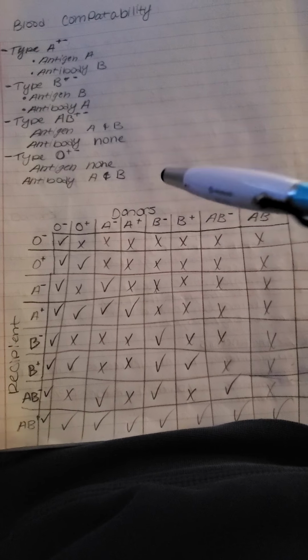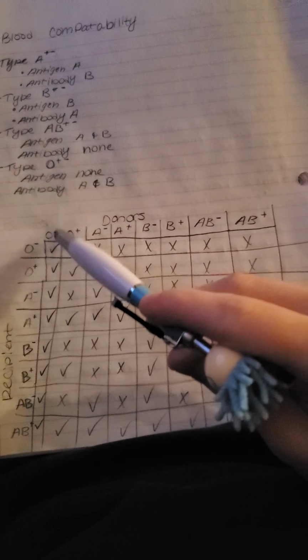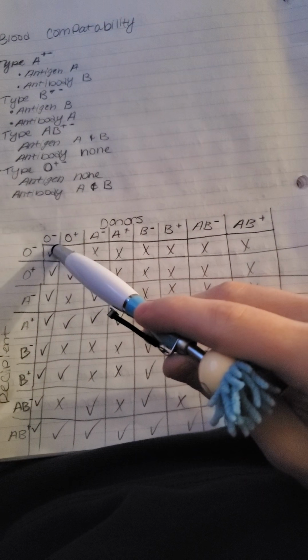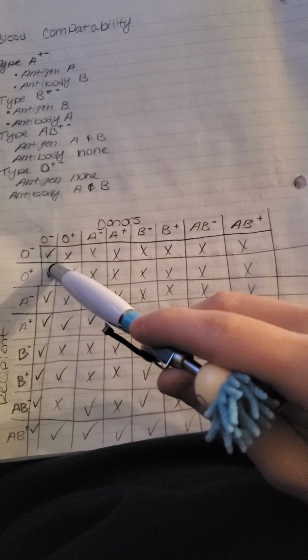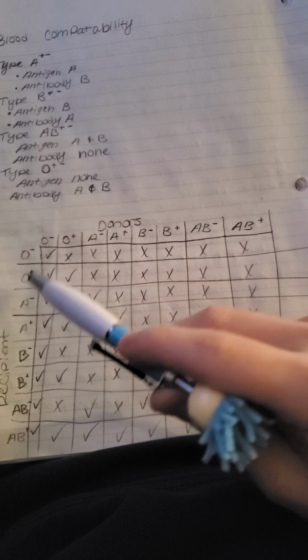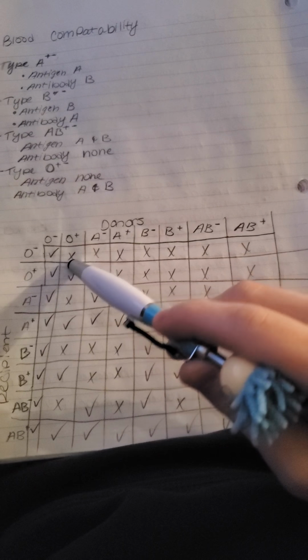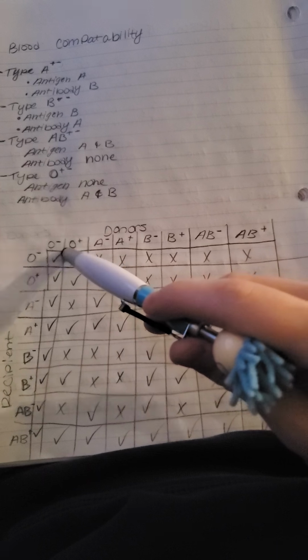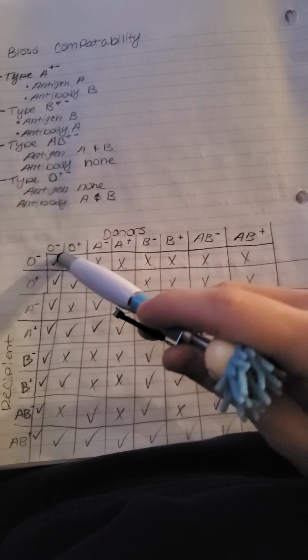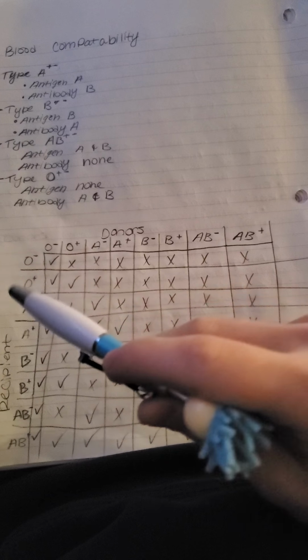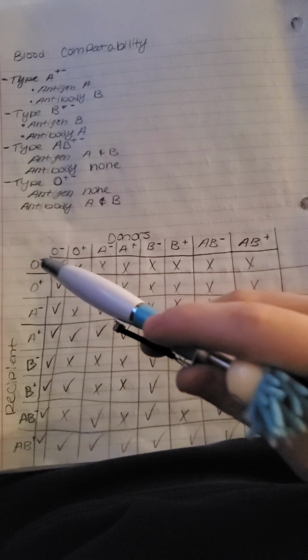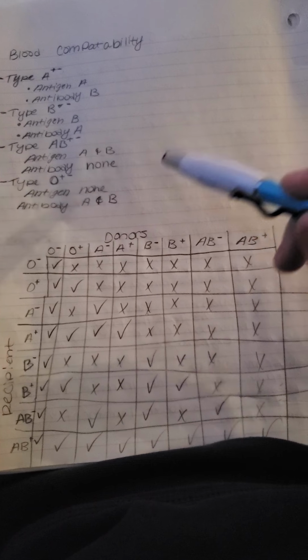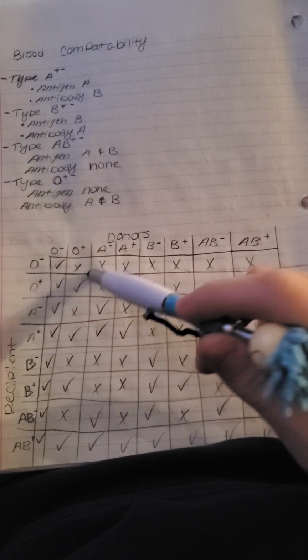Now, I want you to understand this. O negative can donate to O positive, but O positive cannot donate to O negative. And so we think, why is that? And the reason for that is there is a written rule that negative types of a blood type can donate to their positive friends, but positive friends cannot donate to their negative type.